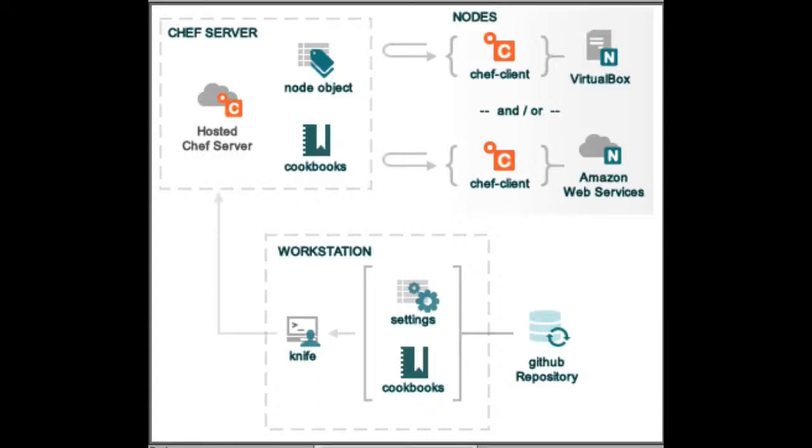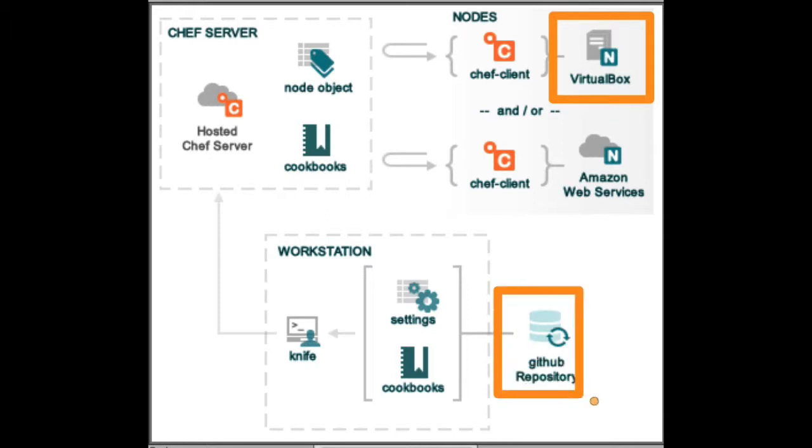This tutorial will demonstrate using Chef to manage a virtual machine that is running on your local workstation. The virtual machine will be managed by Vagrant. All code in the tutorial will be tracked in Git.